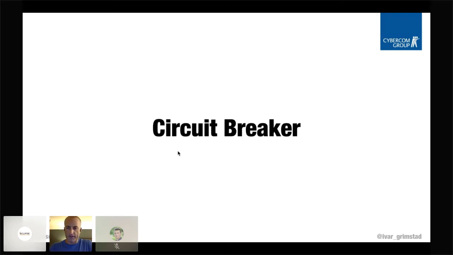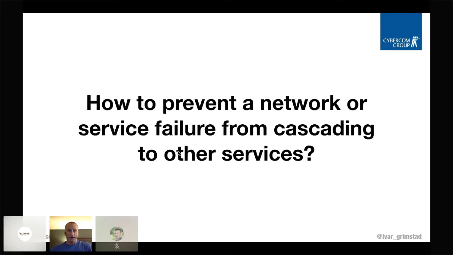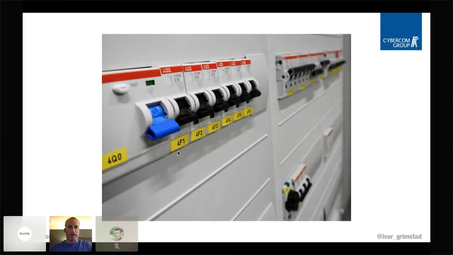Let's look at the circuit breaker pattern. So the circuit breaker pattern problem statement is how to prevent a network or service failure from cascading to other services. And the circuit breaker is something you know from your home: if an electric circuit is overloaded, it opens up the circuit so no current is going through it, to prevent your house from burning down or anything. So a circuit breaker in microservices works the same way.